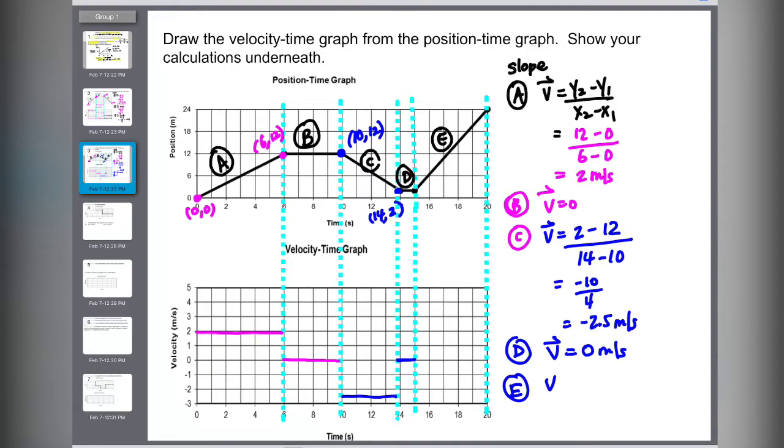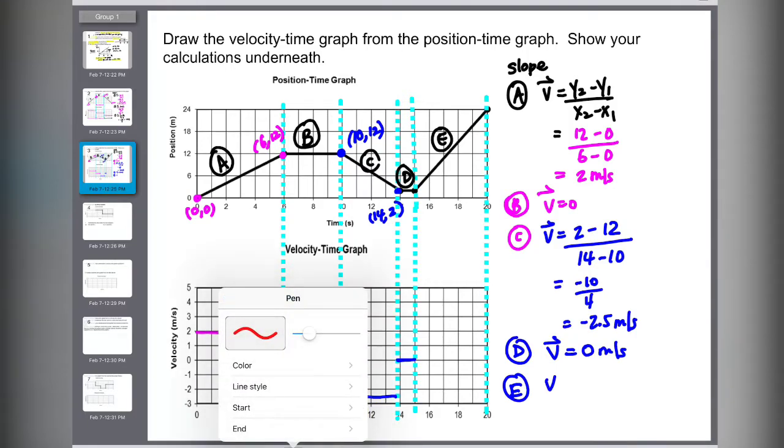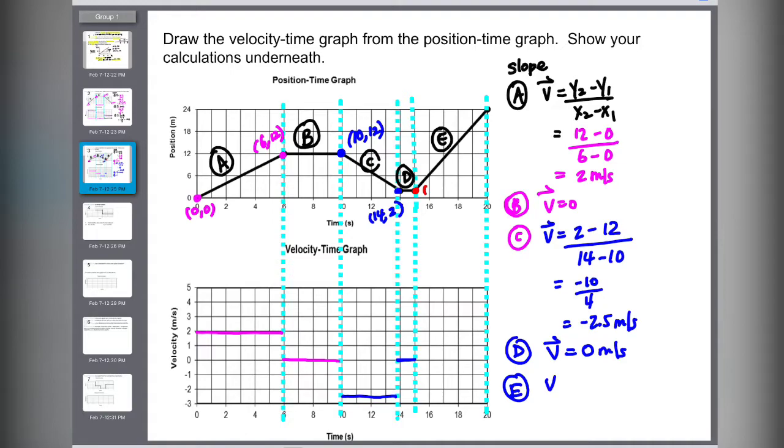And then finally for part E, find the slope. Pick 2 points. See how repetitive it is? You just keep finding the slope, but the only thing different is you transfer it over to the graph. So at 15 seconds, it was at 2. And then right at the top, at 20 seconds, it is at 24. So y2 is 24 minus y1, which is 2, divided by 20 minus 15.